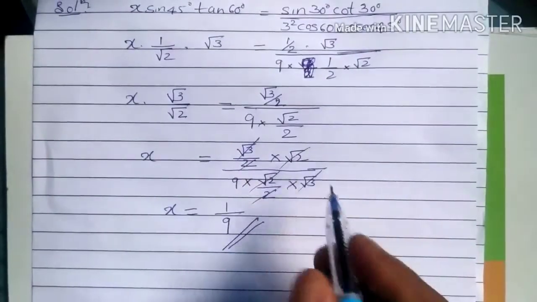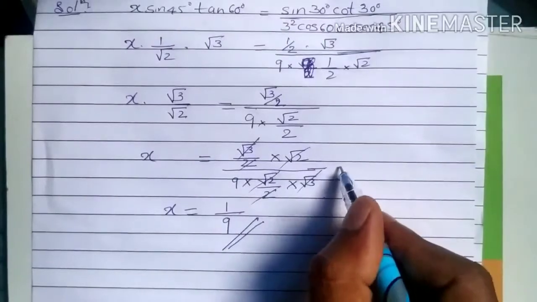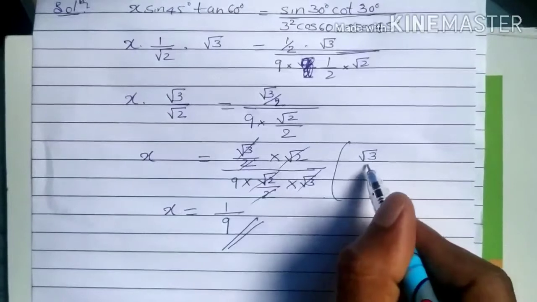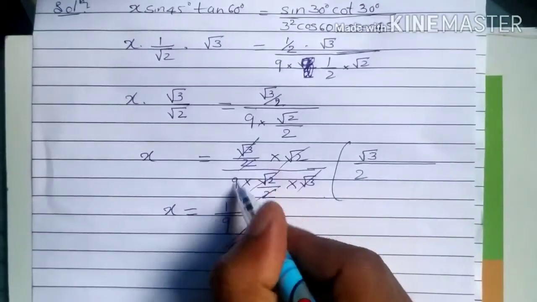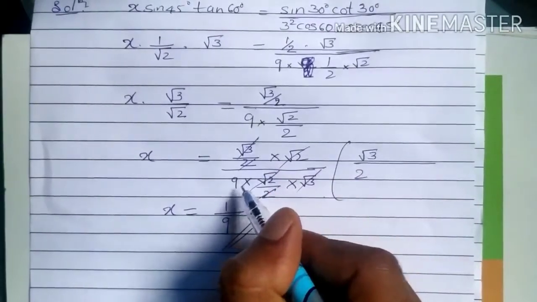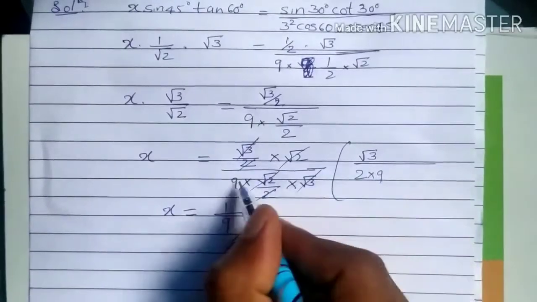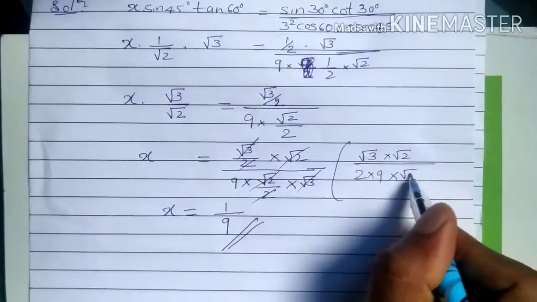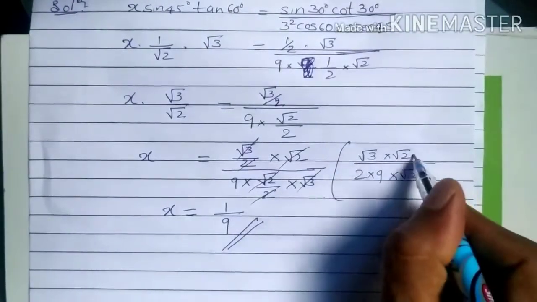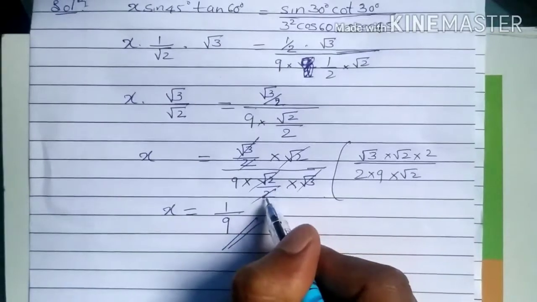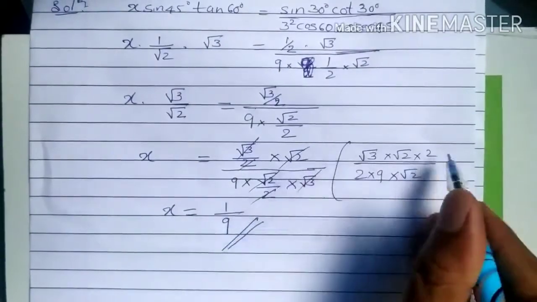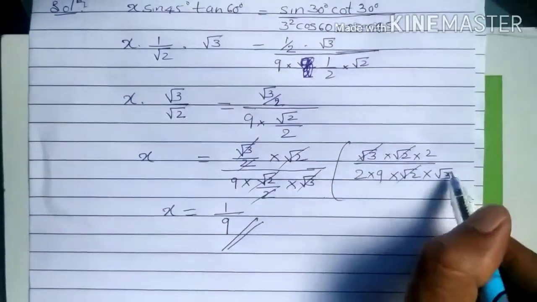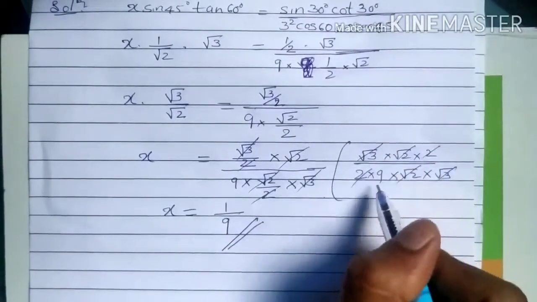So if you have doubt about this cancellation, you can also simplify like this: root 2 by 2 root 3 by 2 root 3 by, so 2 I will take it to the denominator, and 9 was already there, and into root 2 it was in the numerator, and root 2 divided by 2, this goes to numerator. So when you have denominator in the denominator, that denominator goes to numerator, and root 3 as it is. Now root 2 cancel, root 3 cancel, 2 cancel, 1 by 9.